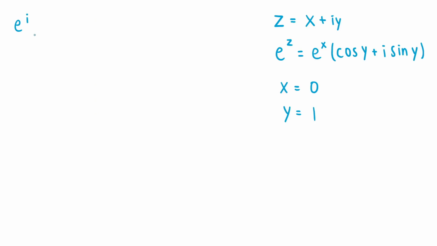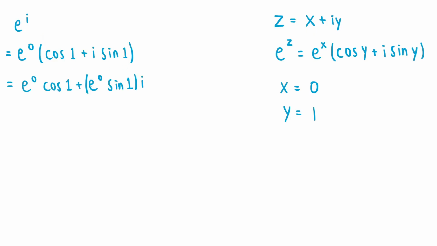So here's another example. Let's say we have e to the i. In this case, if we assume that z equals x plus iy, then x equals 0, since this is a purely imaginary number, so the real part is 0, and the imaginary part, y, is equal to 1. If we use the formula, this just equals e to the 0 times cosine of 1 plus i sine of 1. If we expand the expression, this is equal to e to the 0 times cosine of 1 plus e to the 0 times sine of 1 times i. If we put in the exponential and trigonometric values into a calculator, we'll find that this expression is approximately this value.